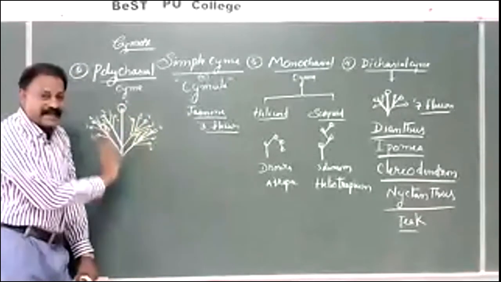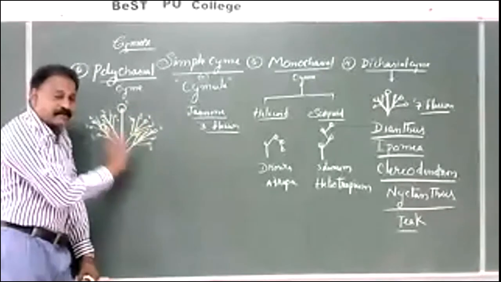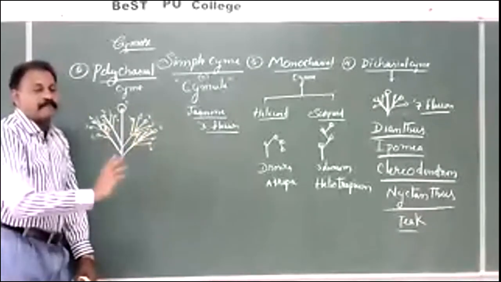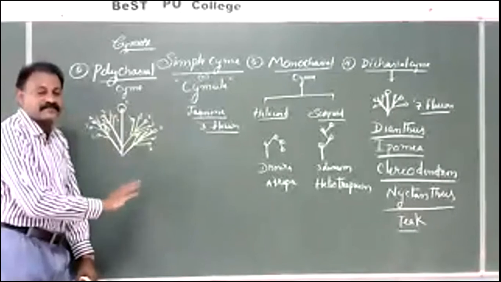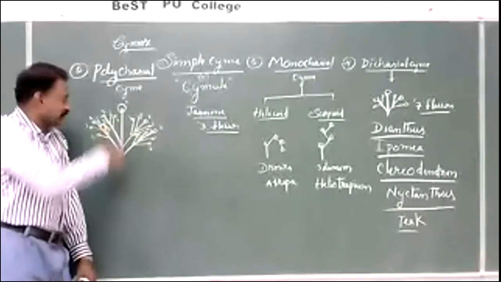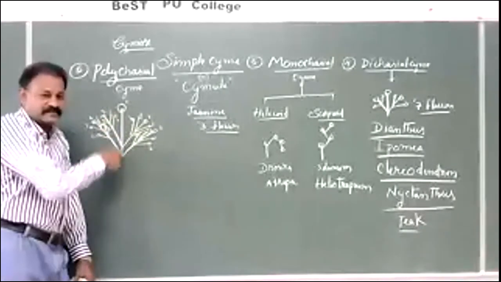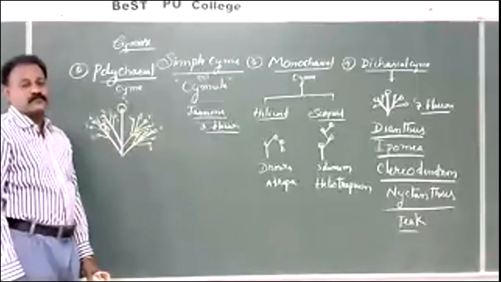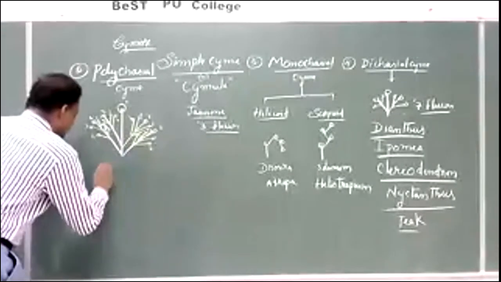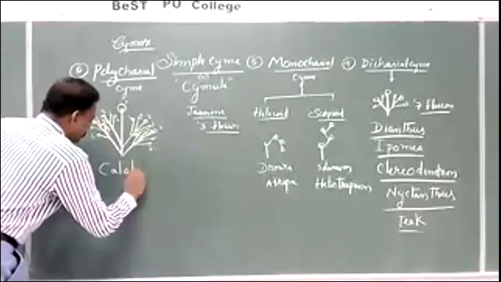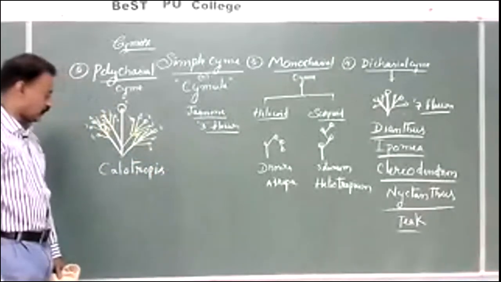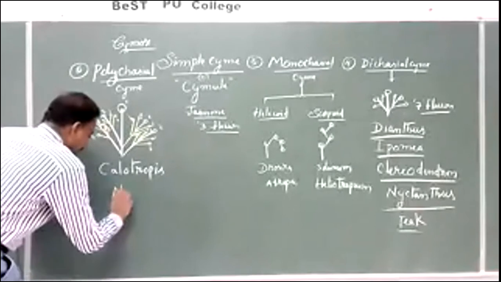If the number of branches are 12, how many flowers are there? 13. If the number of branches are 10, how many flowers are there? 11. Means total number of branches plus main axis. This is a logical type of question. Examples we have given in yesterday's class: calotropis, Nerium.